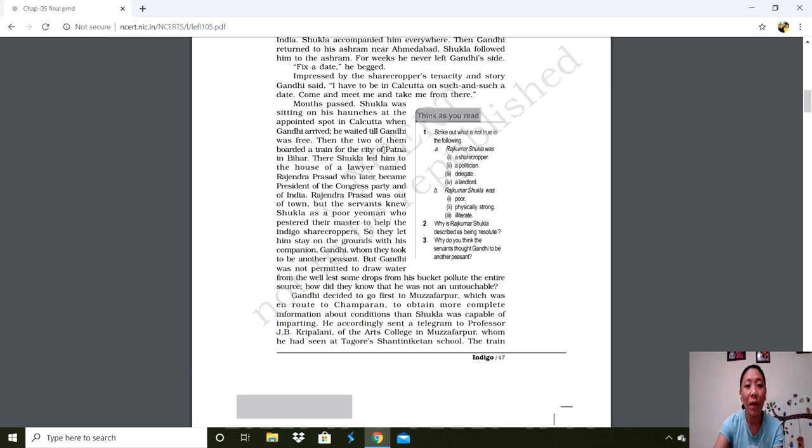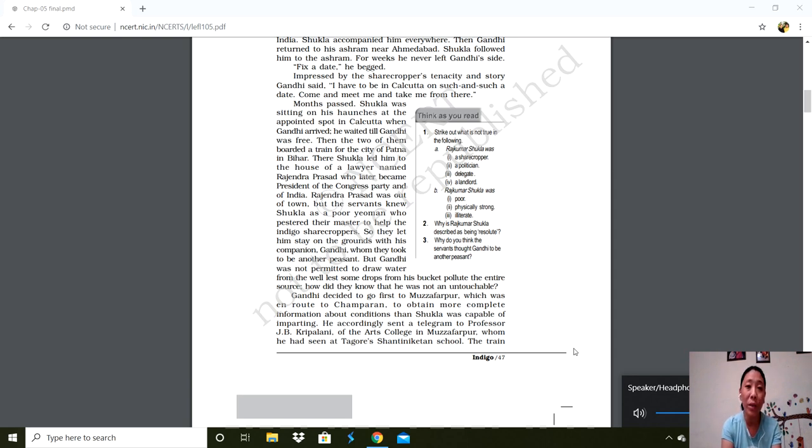Right? Then the two of them boarded a train for the city of Patna in Bihar. The two of them means Rajkumar Shukla and Mahatma Gandhi. So they boarded a train from Calcutta and started their journey towards Patna, which is the capital city of Bihar. All right. There at Patna, Shukla led him to the house of a lawyer named Rajendra Prasad, who later became the president of Congress Party and of India. So after having reached Patna, Gandhiji was taken by Rajkumar Shukla to Rajendra Prasad's house.